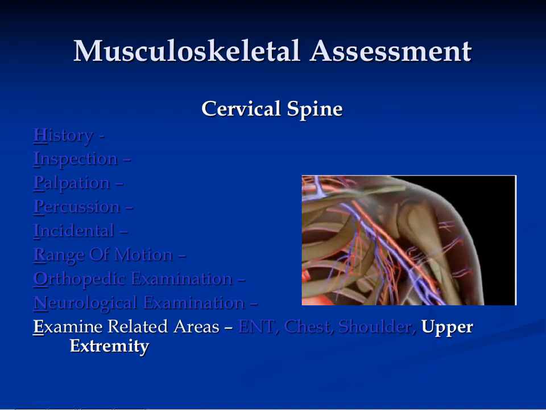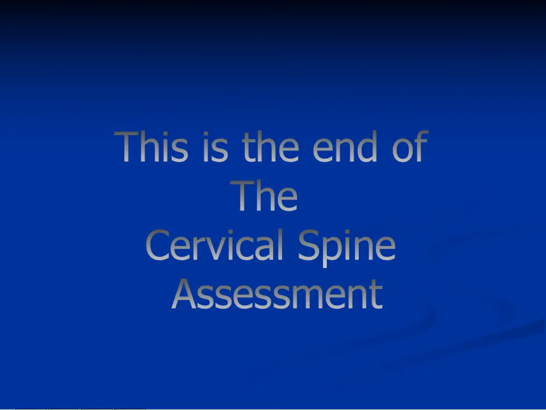And this concludes our HIPPIR-ON model for assessment of the cervical spine: history, inspection, palpation, percussion, incidental findings, range of motion, orthopedic, neurological, and examine related areas. And this is the end of the cervical spine assessment.